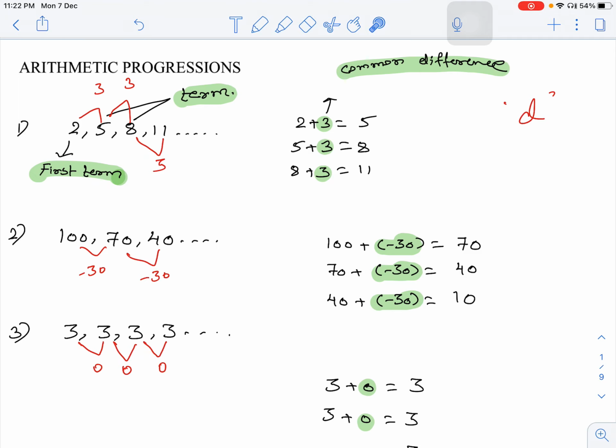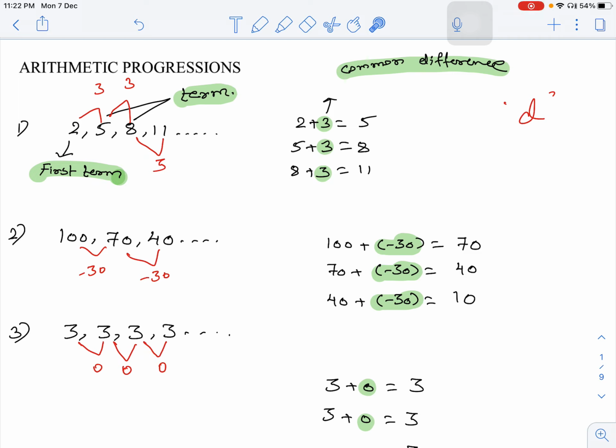Here also we can see 3 minus 3 is 0, 3 minus 3 again 0. So the difference between the successive terms is how much? 0, that is the same. So we can say that these numbers are also showing arithmetic progression.